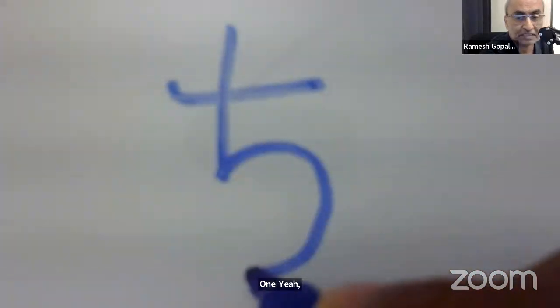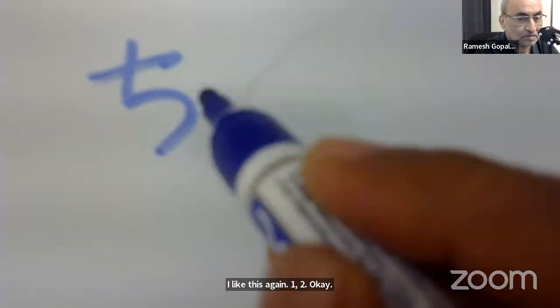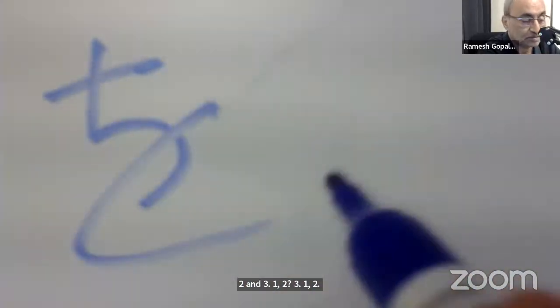And next comes wo. How? You have already written chi. The third is the third stroke. I'll write this again. 1, 2, 3. 1, 2, and 3. This is wo.